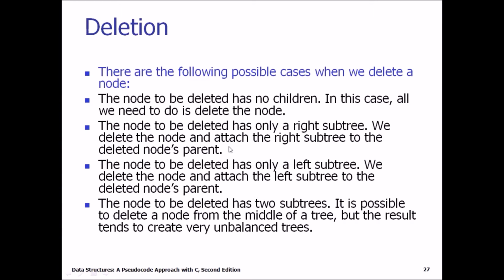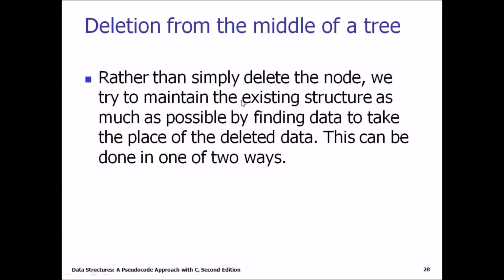If the node to be deleted has only a left subtree, we delete the node and attach the left subtree. The node to be deleted has two subtrees. If it has two subtrees, it is possible to delete a node from the middle of the tree, but the result tends to create a very unbalanced tree. So for deletion from the middle of a tree, rather than simply deleting the node, we try to maintain the existing structure as much as possible, finding data to take the place of the deleted data.